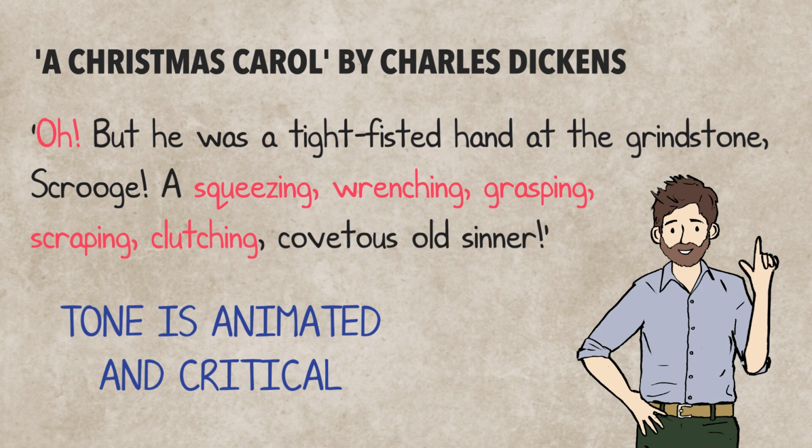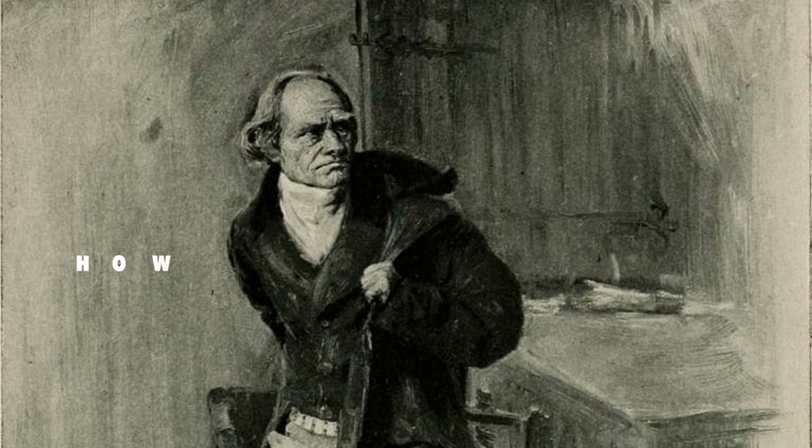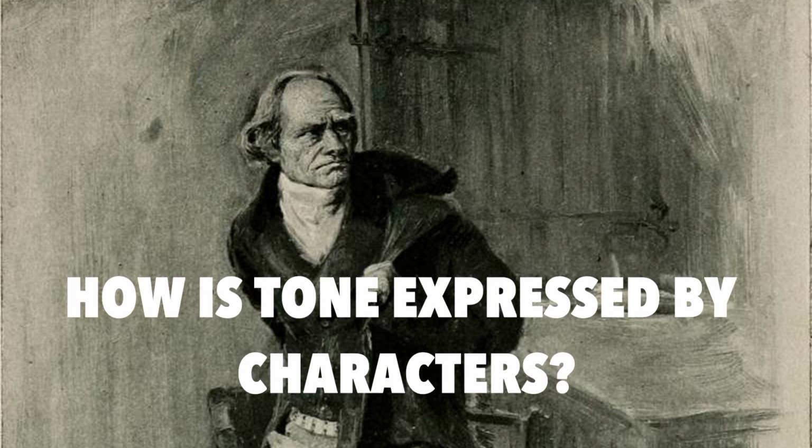Now let's look at how tone can be expressed by a character in a text, as well as the narrator. Consider this line from Ebenezer Scrooge from later in the story, where he explains his feelings about a young carol singer he turned away from the door.